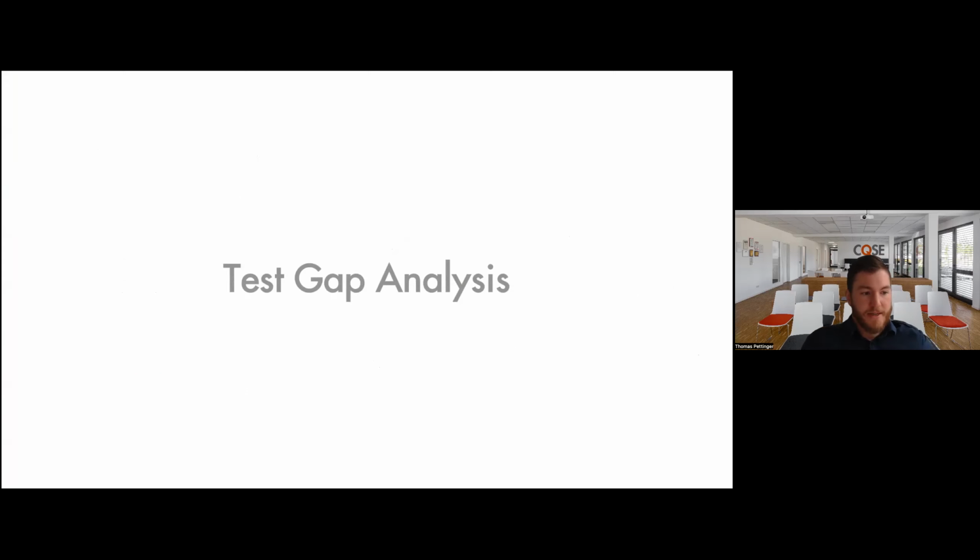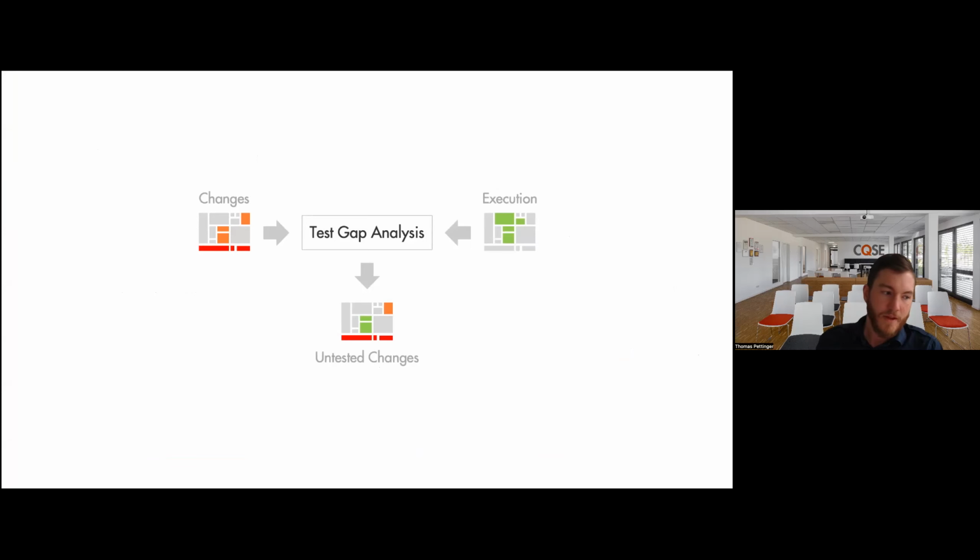So what does test gap analysis do? Test gap analysis takes 2 sources of information. On the one hand, we are taking the changes from the version control system. So we don't rely on the proxy issues anymore, but directly look at what has actually changed in the code itself. So nothing is able to slip through anymore. On the other side, we take the information what has already been executed by your tests, and then we combine these 2 sources of information to see which changes have not been covered by any of my tests yet, and thus are most likely to contain bugs.